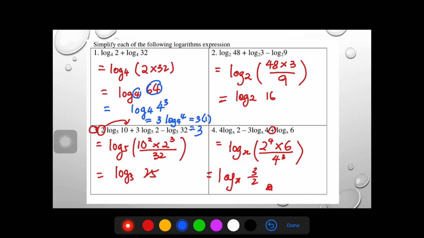Same with question number 2. I can write 16 as 2 power of 4. And then this will become 4 log 2, 2, and the answer is 4. And same with question number 3. 25 I can write as log 5, 5 squared. So become 2 log 5, 5, that is 2. So this is all the application of law of logarithm.